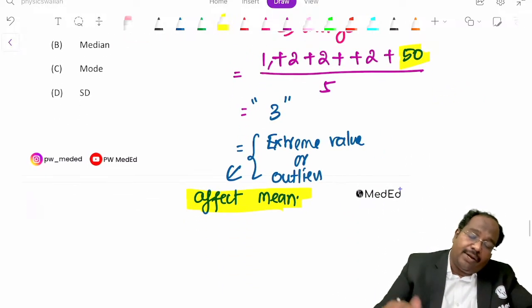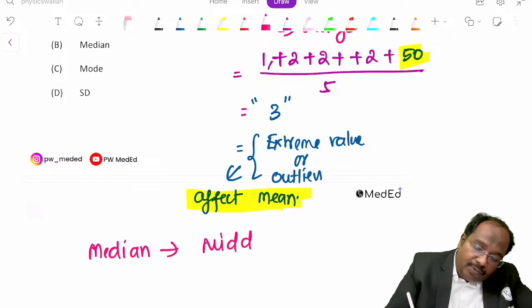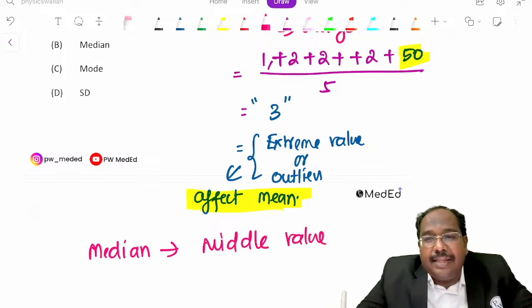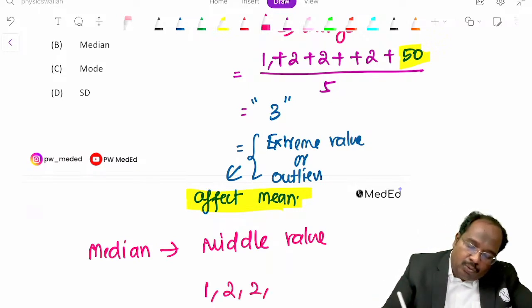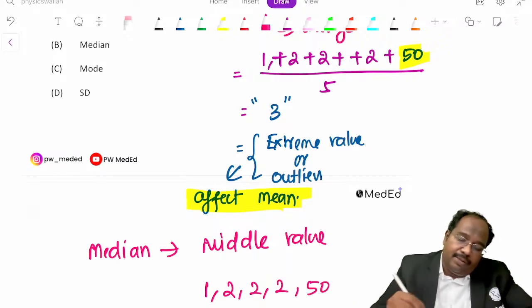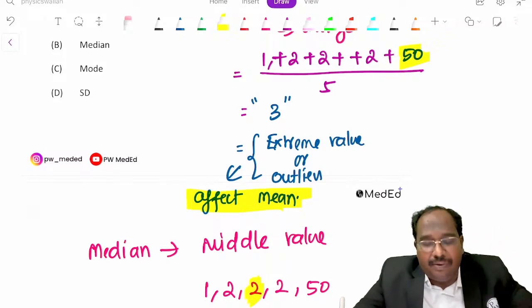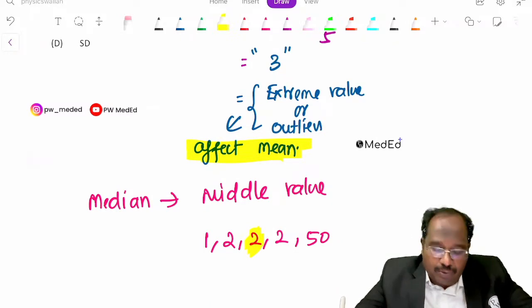So now what we can do is go for the median. What is the median? Median means the middle value. You arrange the data in either ascending or descending order: 1, 2, 3, and then 50. Now what will be the middle value? 2 is the middle value. So even if an extreme value is in the data, the median is not affected.